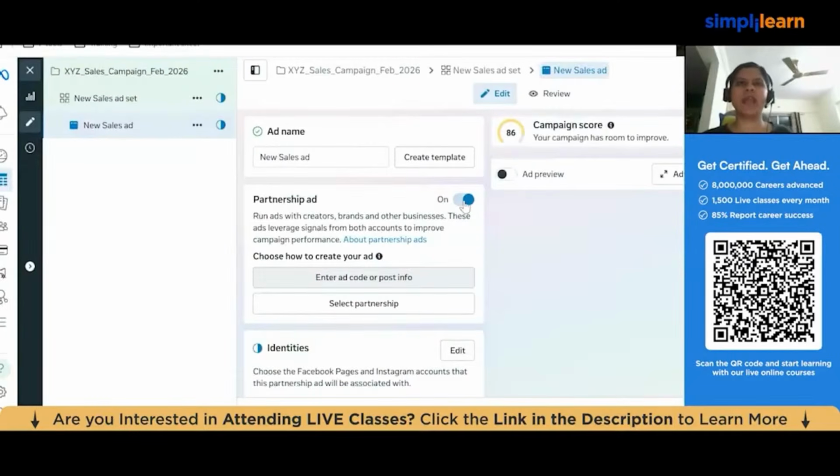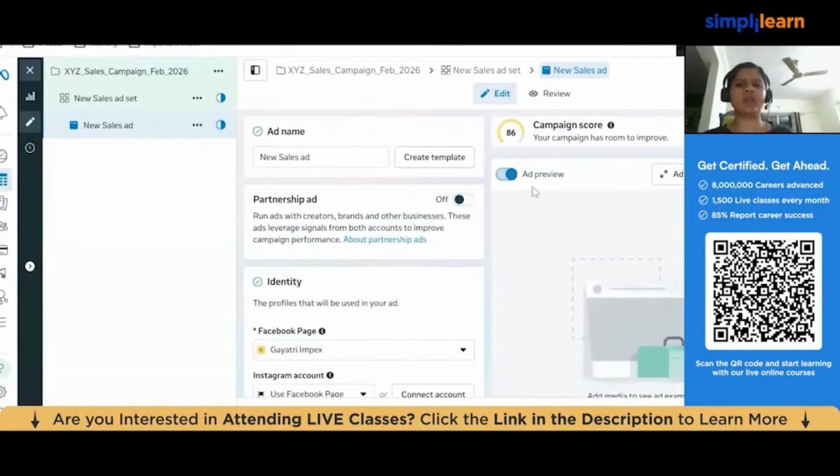You also call this a UGC ad, user generated content, and it works really well nowadays. Instead of running a normal image, video, or carousel ad, partnership ads are ideally performing really great. Okay, now if you want to create a normal ad, you can turn on this ad preview.